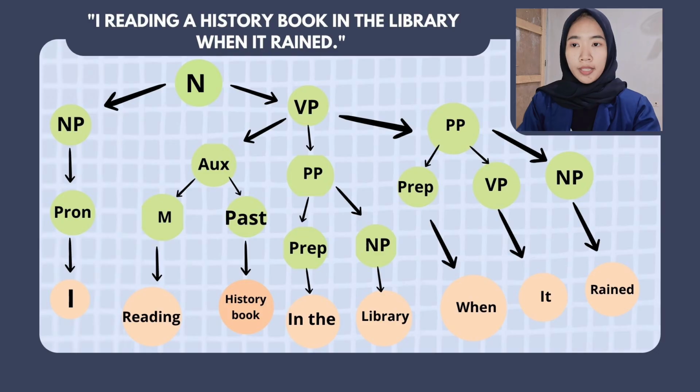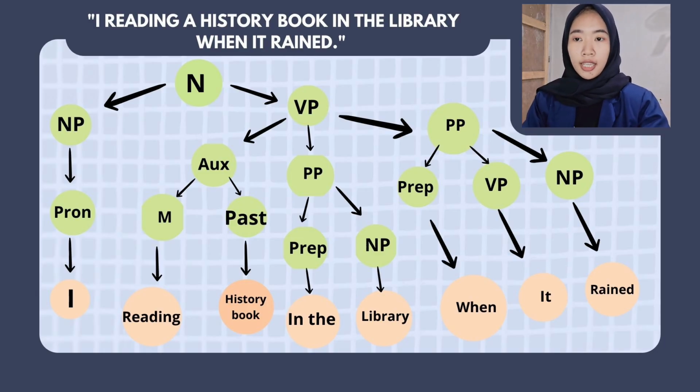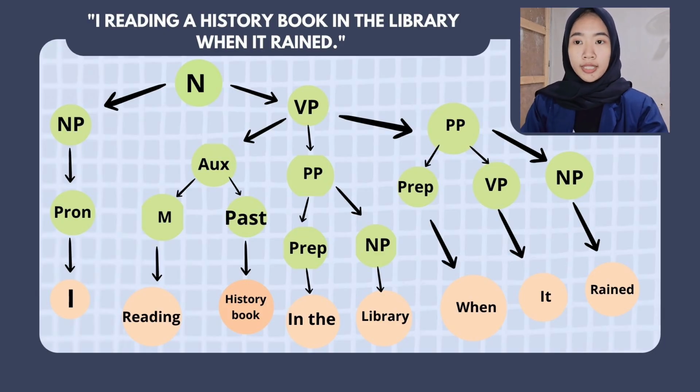Okay, next on the PP side, there's the first prepositional phrase or PP. The PP here is divided into two parts, the preposition and the NP. NP stands for the noun phrase that completes the idea. The preposition here is in and the NP is library. The next is the second PP or second prepositional phrase, namely the preposition, NP and VP. Here the preposition is when and the NP is it and the VP is rained.